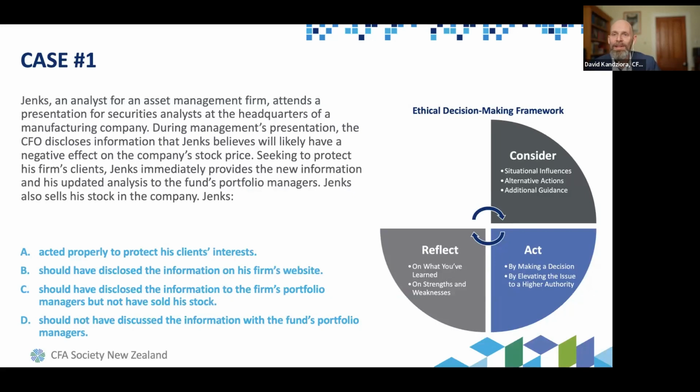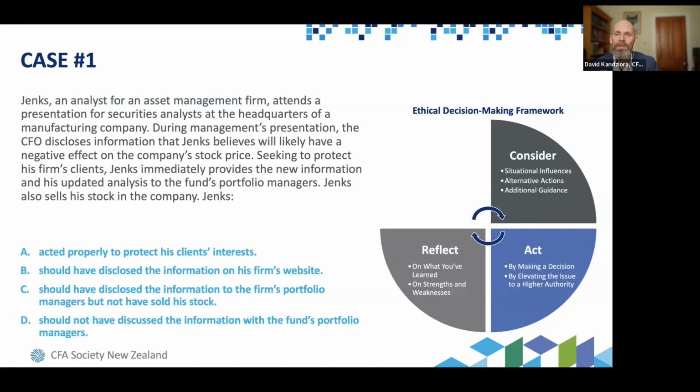Even if it's not material non-public information, Jinx's actions do violate Standard 6B, the priority of transactions, where you're dealing with yourself before the clients. Standard 6B requires investment transactions for clients and employers to have priority over investment transactions in which you have an interest. What could Jinx have done differently?